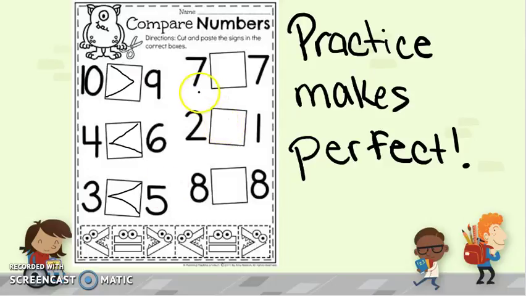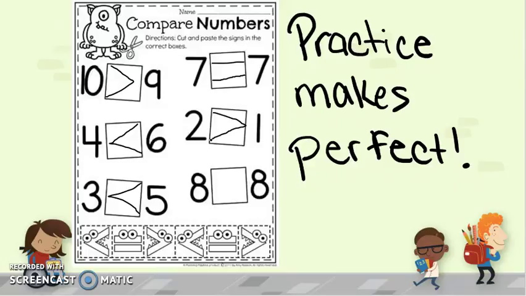So now we have a 7 and a 7. So 7 greater than, less than, or equal to 7. Remember I told you if you see the same number on each side, then that is an equal. Now we have a 2 and a 1. We know that 2 is bigger than 1, so we want to take our little Pac-Man, alligator mouth, over to the 2.